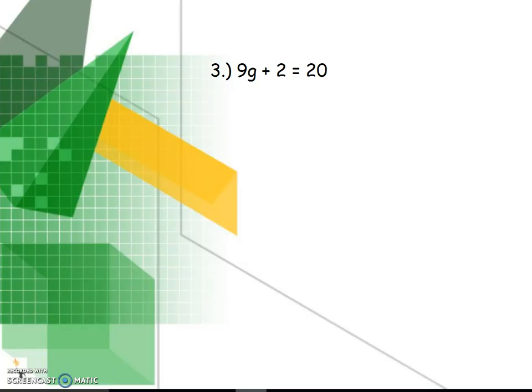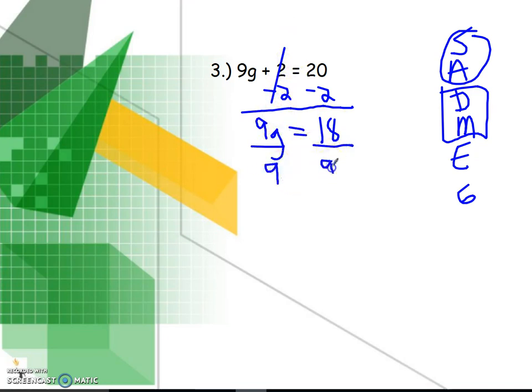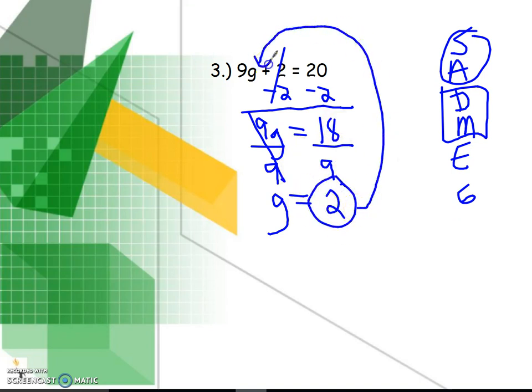Take a look at number 3. On number 3, we're doing SAD MEG again. So we look for addition and subtraction. The opposite of plus 2 is minus 2. 20 minus 2 is 18. Then this side cancels out. The 9 and the g are multiplying. The opposite of multiplication is division. 9 divided by 9 is 1. You're left with 1g. 18 divided by 9 is 2. If you want, you can substitute this back in. 9 times 2 is 18. 18 plus 2 is 20.